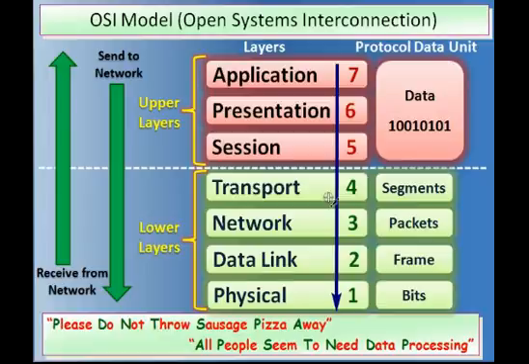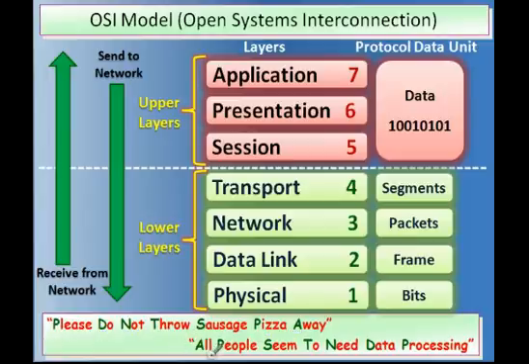Now the challenge for you is to memorize all these 7 layers. Learn them by heart, either from top to bottom or from bottom to top. Most people remember these phrases: Please do not throw sausage pizza away. Please, P for physical layer, do not, D for data link layer, N for network layer. So, please do not throw sausage pizza away: physical, data link, network, transport, session, presentation, application, all the 7 layers from bottom to top.